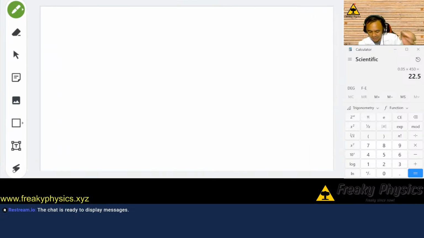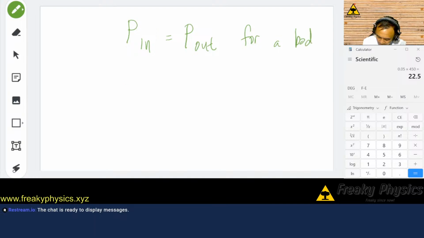The idea here is you're going to have to start with this idea: power in should be equal to power out for a body of constant temperature. Uniform or constant temperature. I'll use the word uniform.